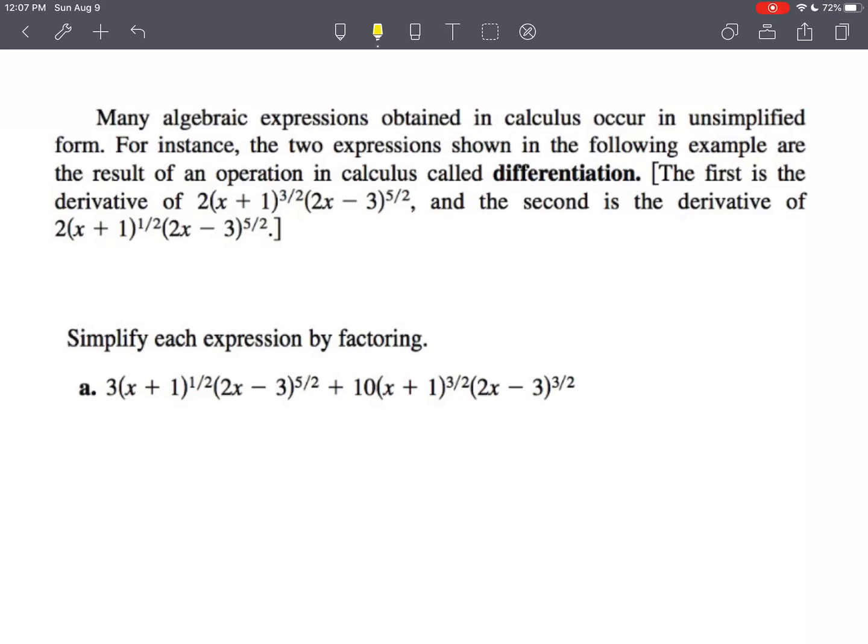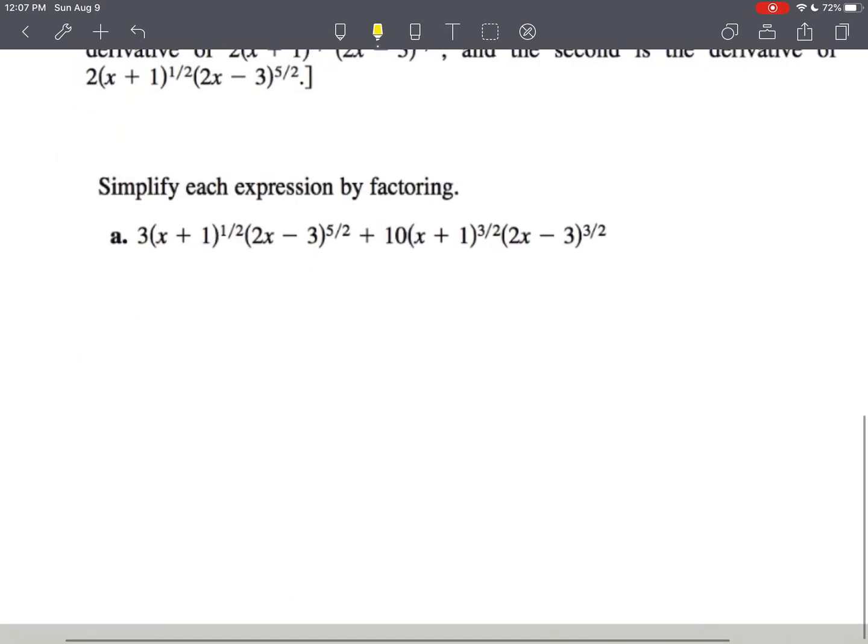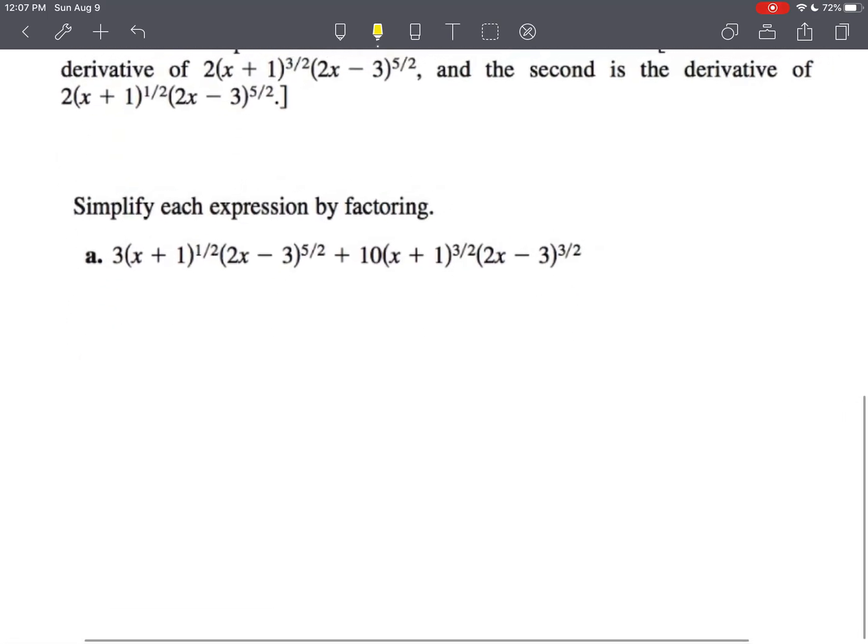In calculus, when we differentiate, we're sometimes left with an expression like the one in the following example. And when we have an expression like the one we have right here, we need to simplify it by factoring. So it's not uncommon to have these two terms. I like to use a highlighter and highlight each term in an expression.